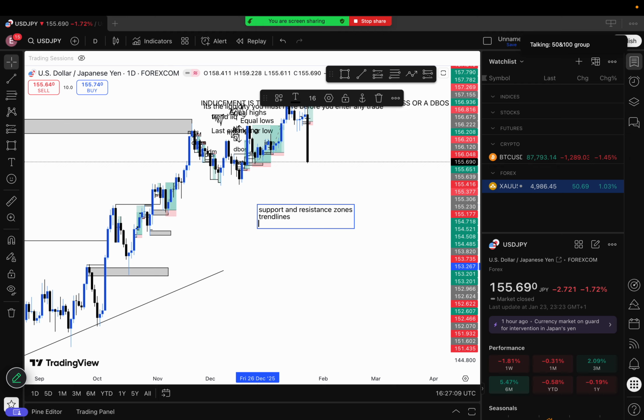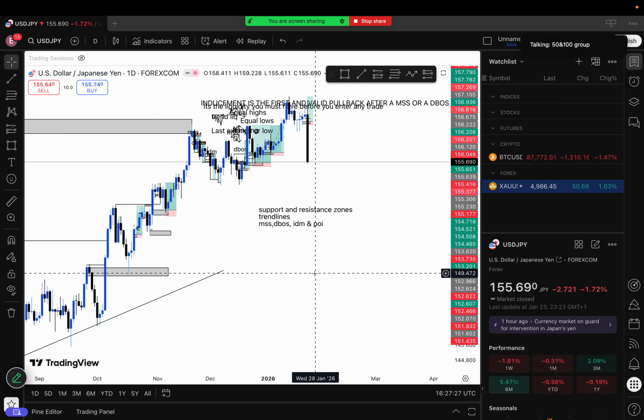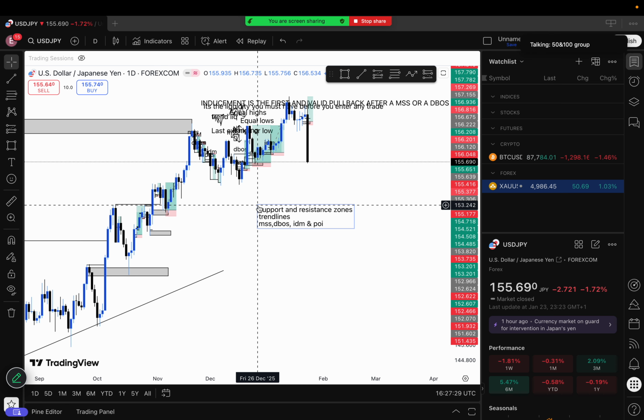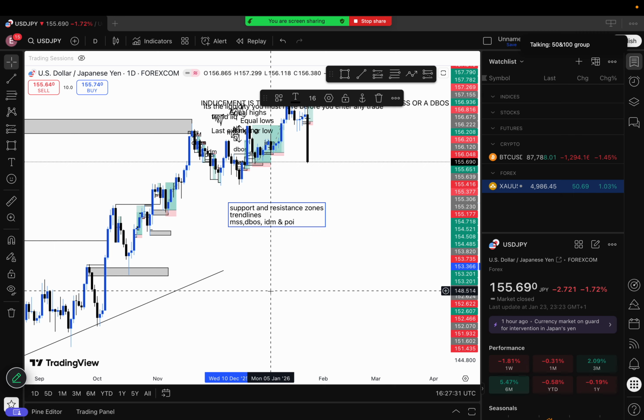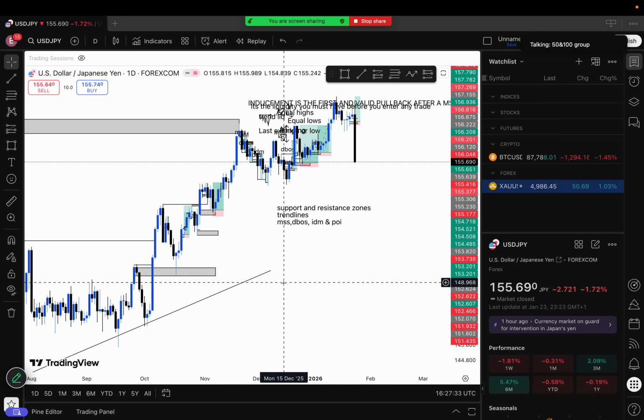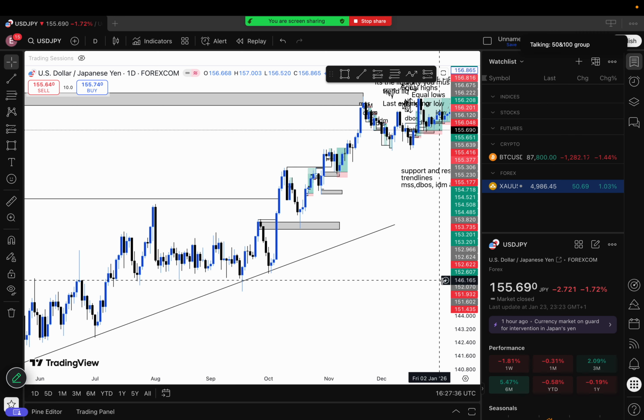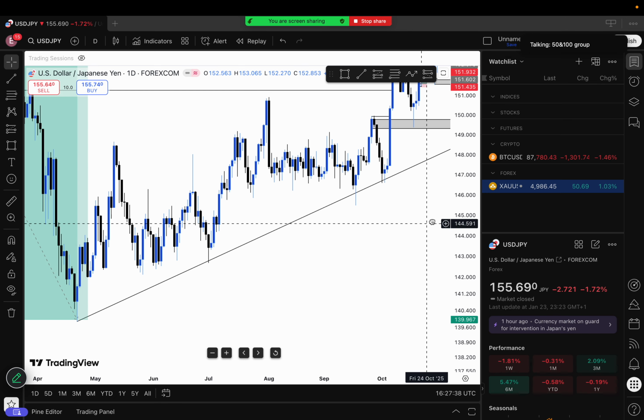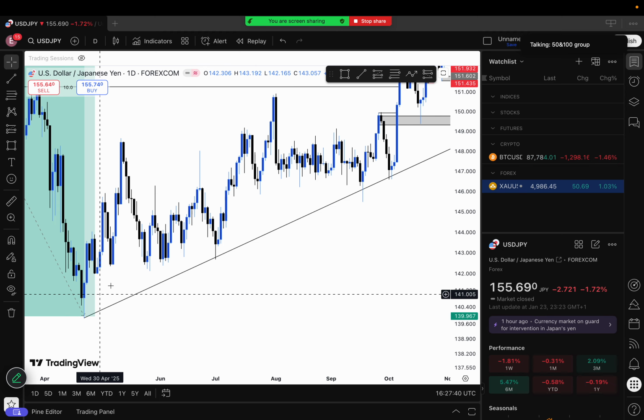So lastly, your strategy. The strategy we trade with: MSS, DBOS, inducement, and POI. So these are what I look out for. If I'm using my trend line, say I use this trend line to actually find what was happening here. It was where it was reacting from.